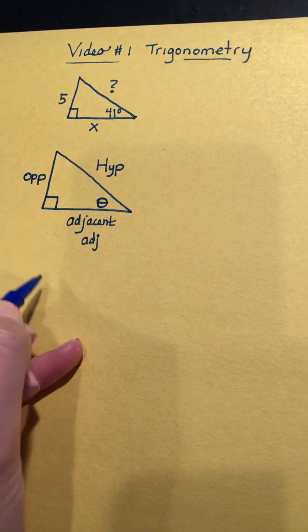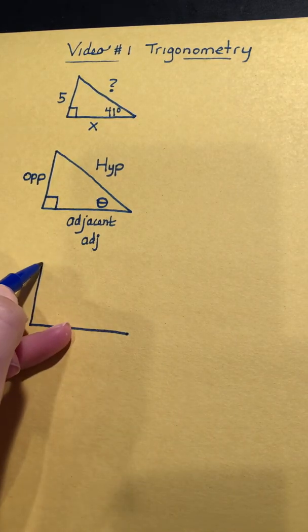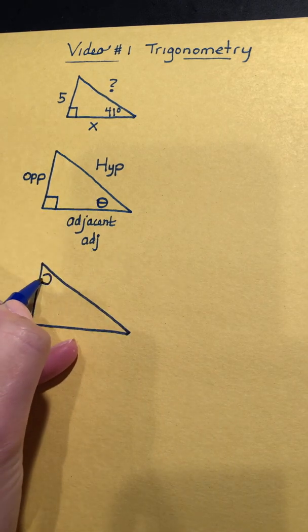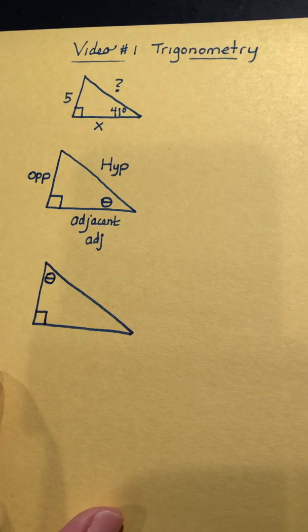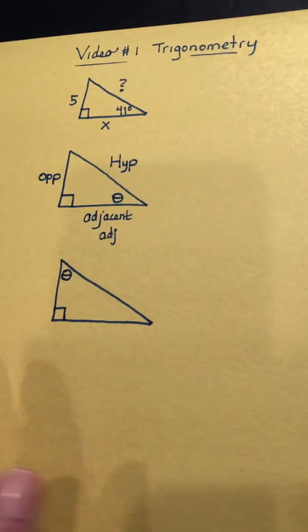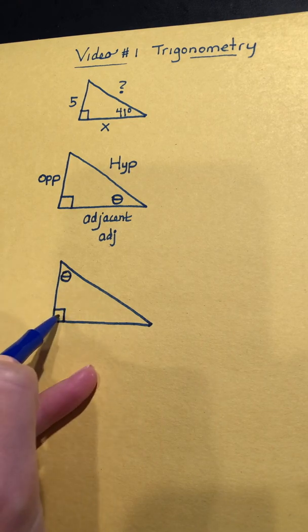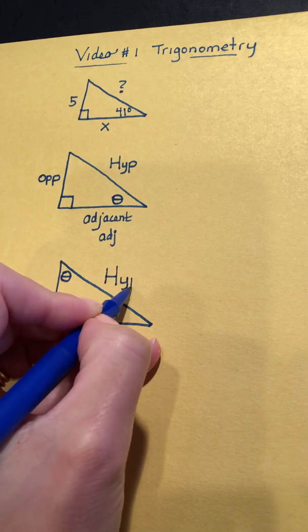Okay, now let me not trick you here. You know I like to try to trick you guys. What if the angle that was given was up here? How would I label this particular triangle? Well, I'm going to do it with the same logic. The first thing I'm going to do is label the hypotenuse, which is always across from the right angle. So this would be my hypotenuse.